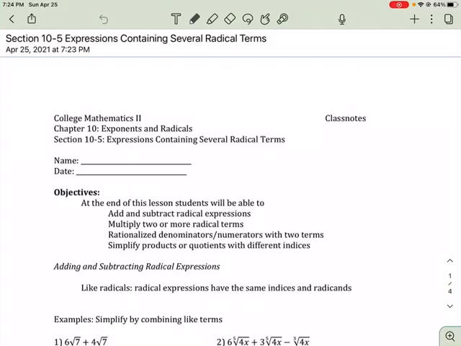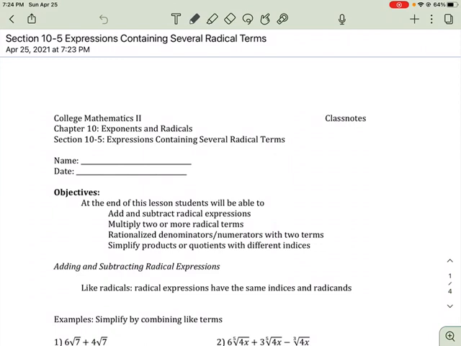Hi everyone. So today we're going to be working on a couple of different things. There are several things that we're going to be working on. Things like adding and subtracting, multiplying like binomial radical expressions. How do we rationalize the denominator if there's two terms in the bottom of the fraction, not just one? What do we do if the radicals are not the same indices?